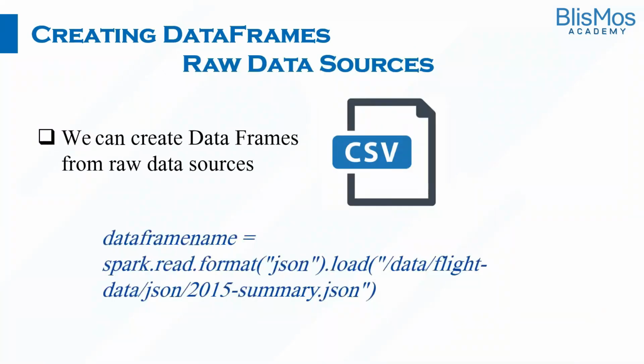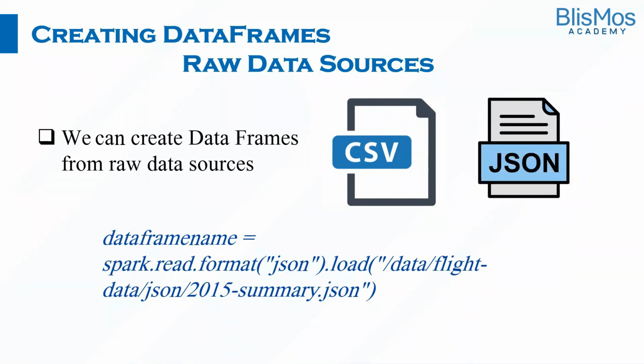We can create the data frames using the raw data sources. So as I said, raw data sources can be a CSV file or JSON file or even ORC file or Parquet file or even the RDBMS databases. Using all these sources, we can go ahead and create the data frame. This is one of the very important ways through which we will be creating the data frames, and it is the most used way of creating the data frames in PySpark. So how do we do that?